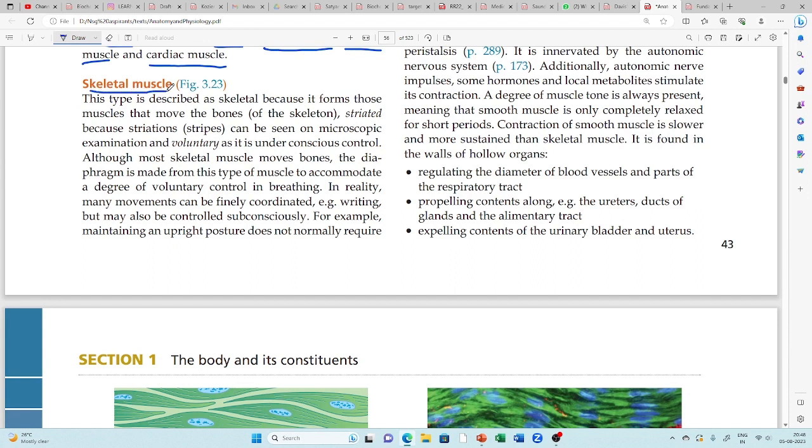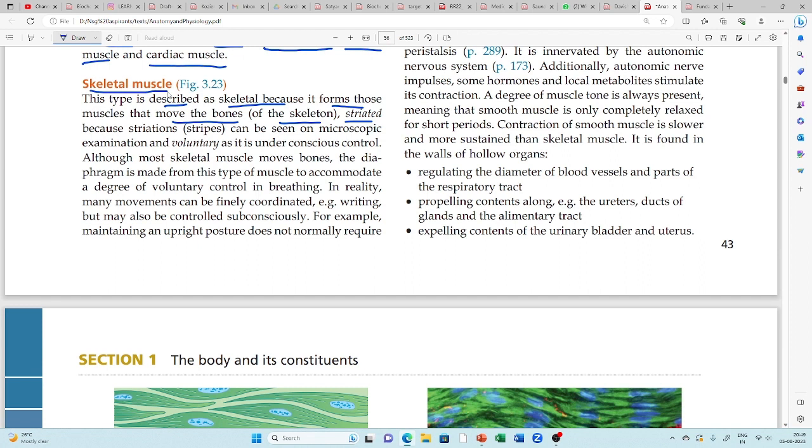Okay, what are the characteristics of skeletal muscles? Now you can see here. This type is described as skeletal because it forms those muscles that move the bones of the skeleton. Why are these muscles known as skeletal muscle? It is helpful for the movement of the bone. Skeletal means bone, is it? These muscles are found with bone and are very helpful for the movement of the bone. That's why it's known as skeletal muscle.